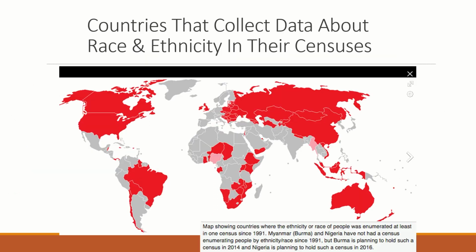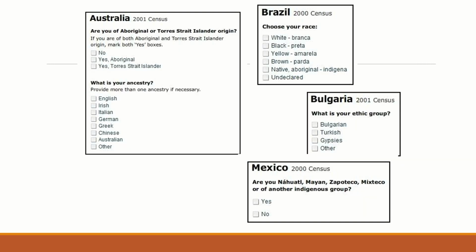Countries all over the world collect data about race and ethnicity. Here are examples of countries whose official censuses do that. And it's an important topic across the world. The world is really changing now. We are becoming much more integrated, much more global, and this is reflected in our populations. Here are some examples of the questions that are asked in other censuses across the world.